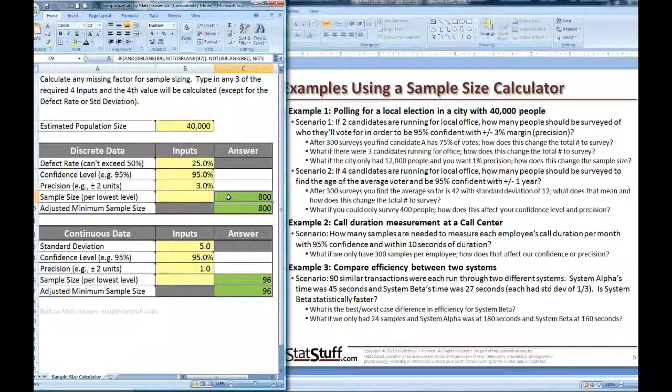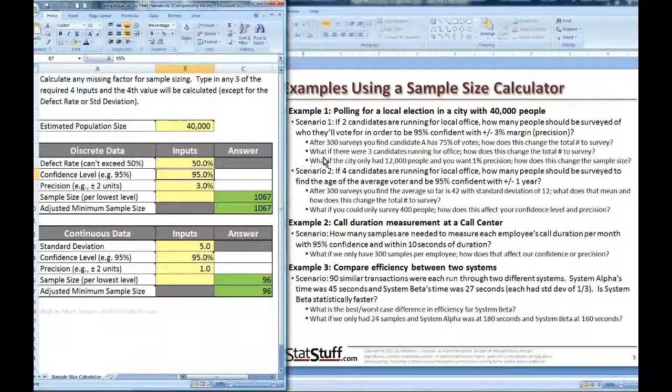Now remember, at the same time, if you find after you've collected 800 surveys that it's gone back to be 50-50 between the candidates, then you have to plug your 50% back into this value here again. And by plugging it back in, you'll find you do need to get the full 1,067 as you originally planned. But at the same time, if you find that it just continues to change as far as what that defect rate is, don't be afraid to continue to plug that into the calculator and make your adjustments along the way.